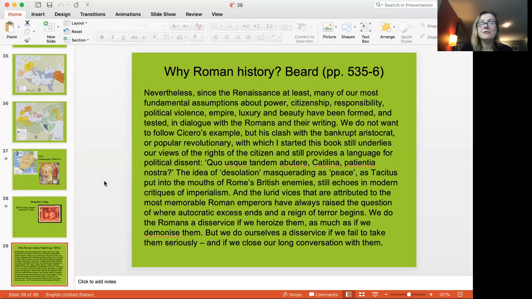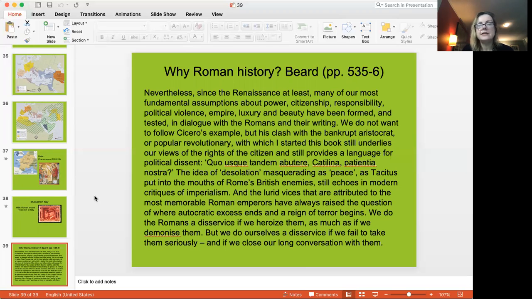We, of course, do not want to follow Cicero's example, but his clash with the bankrupt aristocrat or popular revolutionary, with which I started this book, this, you recall, is Catiline, still underlies our views of the rights of the citizen and still provides language for political dissent. Quo usque tandem abutere Catilina patientia nostra, how long will you challenge our patience, Catiline, which, by the way, she has a picture of a protester holding up on a sign in my native country, Hungary, in the past decade.